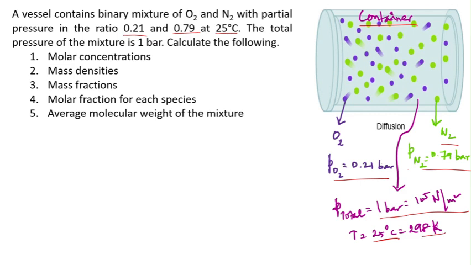Now we are going to find five quantities. The first one is the molar concentrations, which can be represented by the symbol C. We are going to find C of O2 and C of N2. That is the term we are going to find, the molar concentration, using the ideal gas equation.